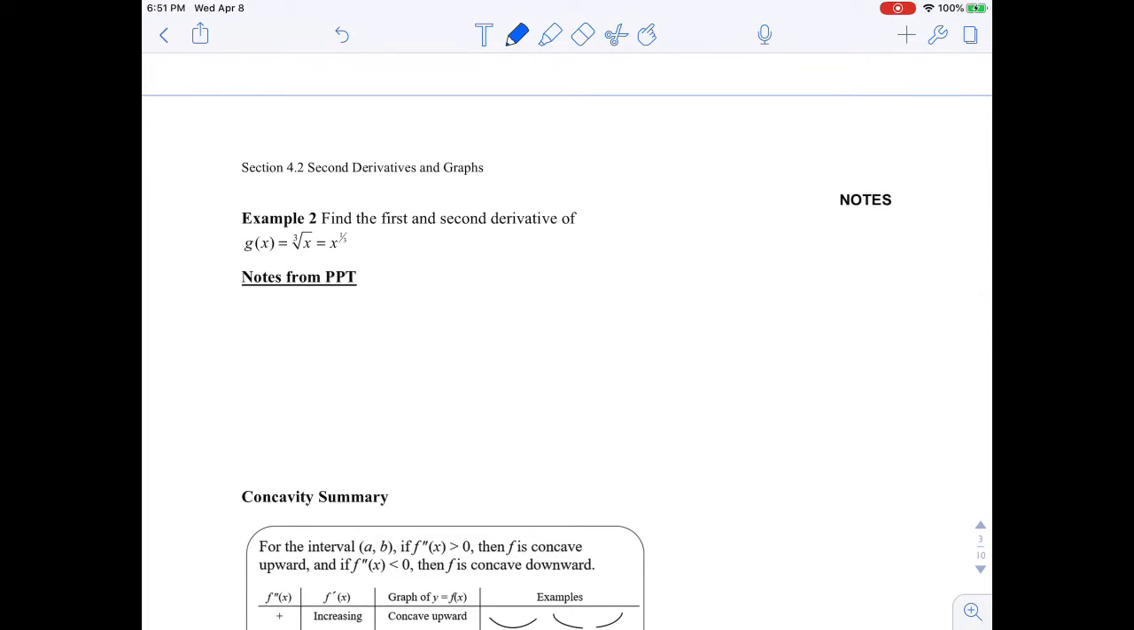Okay, so looking at this example, taking the cube root of x, the first derivative, then the second derivative is taking the derivative of that. So we take and multiply. And then again, we have to subtract.